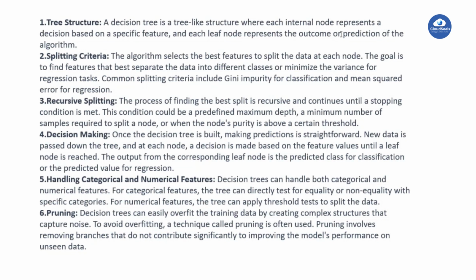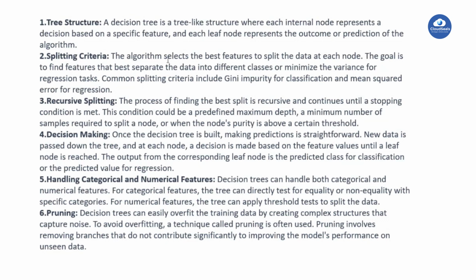Each internal node represents a decision based on a specific feature. A specific feature is nothing but a specific independent variable. Feature, independent variable, attributes, all are synonyms. For the independent variables, there are a lot of names: features, predictors, attributes we will call.